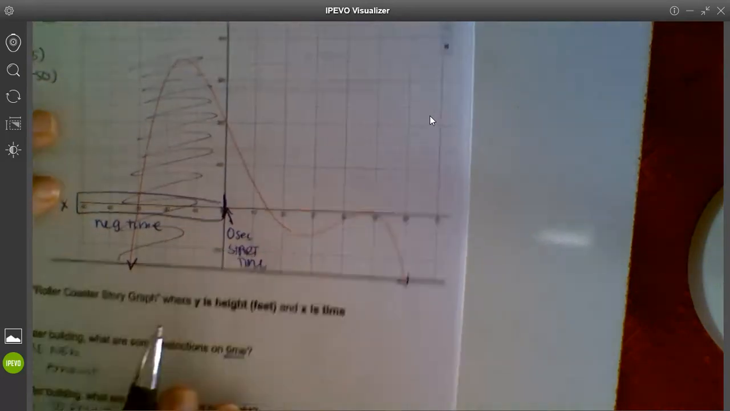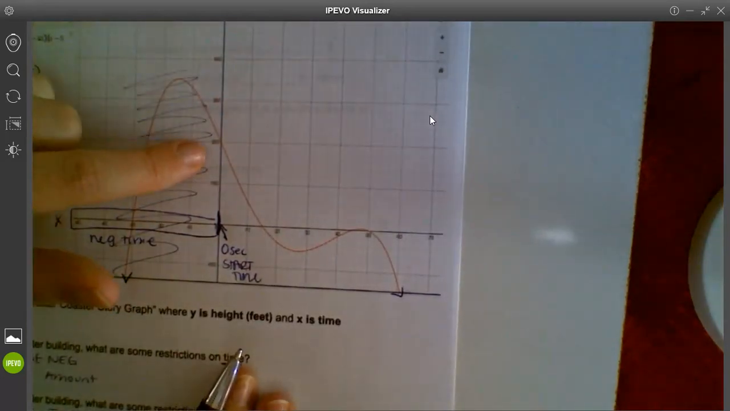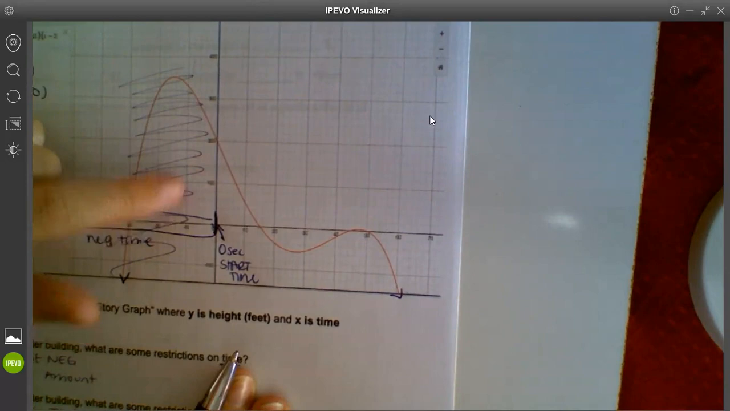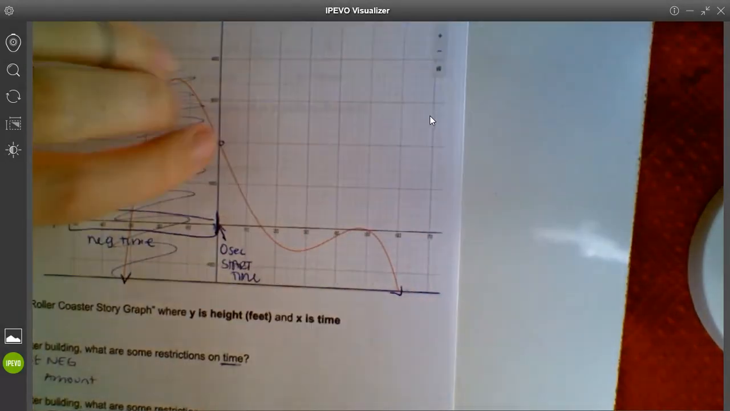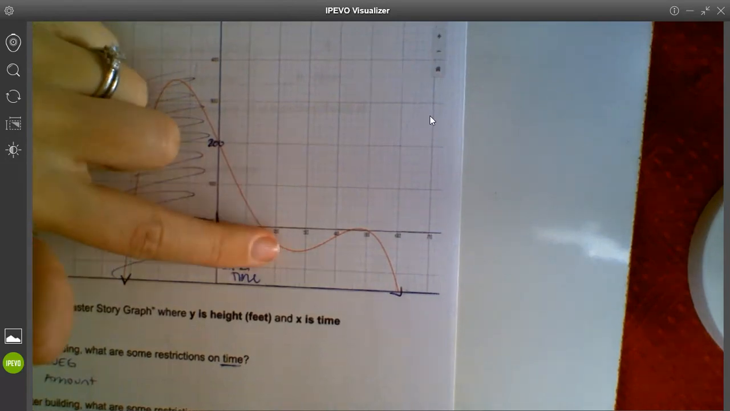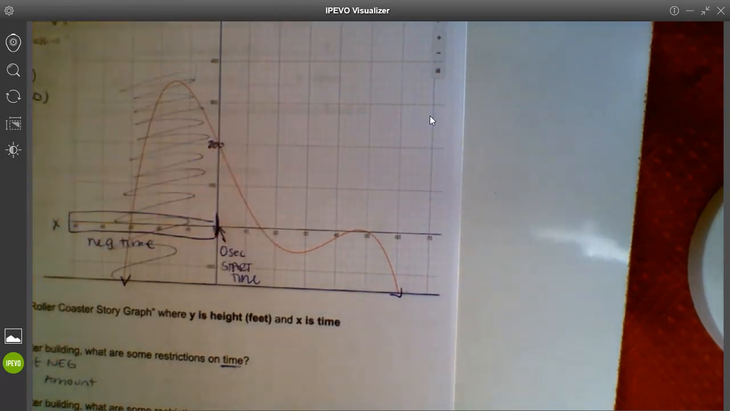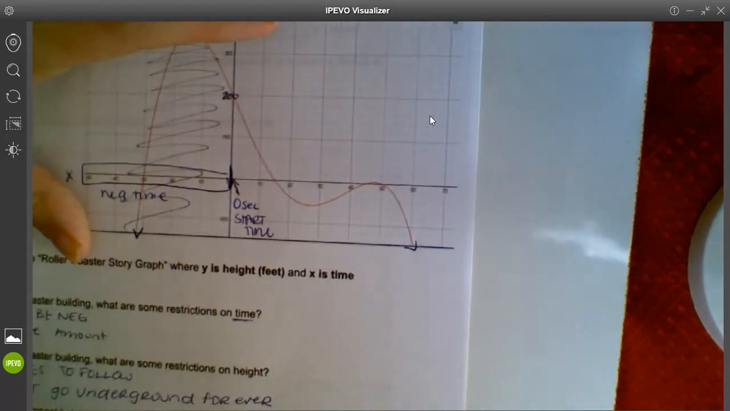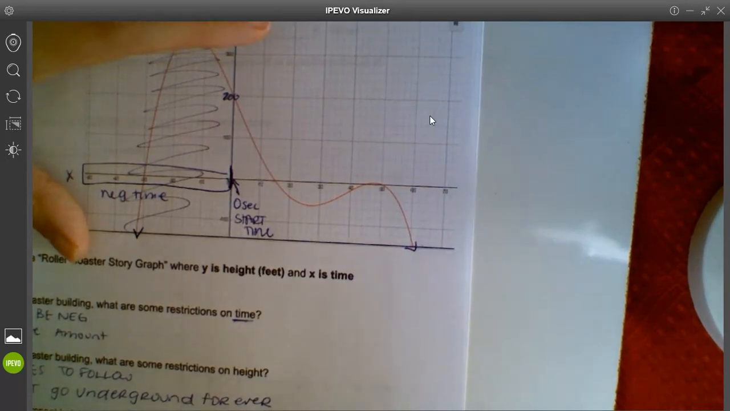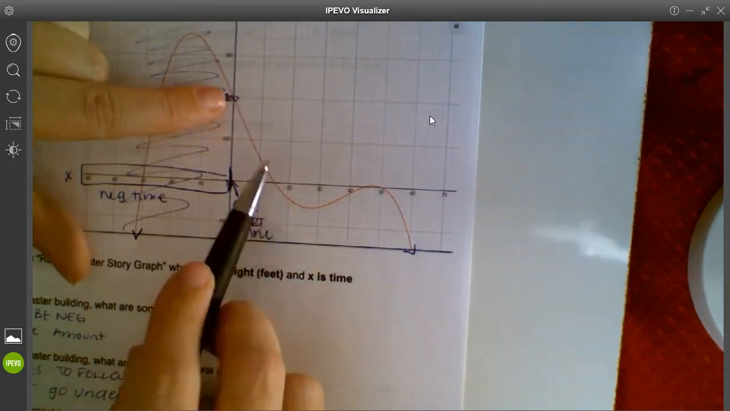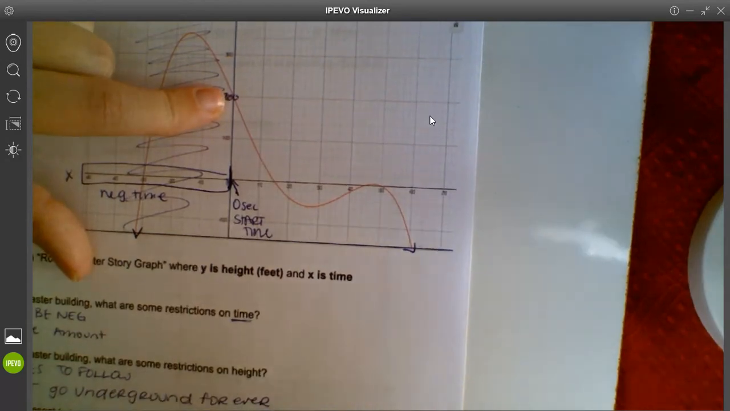I also know height-wise, we've got to look at this number. This number is 200. I know it's a little blurred. If we look at the remaining stuff going on, it doesn't go higher than 200. We know 200 probably isn't the highest. So since y values represent height, what must y be in between here? So we know y goes as high as 200 feet.